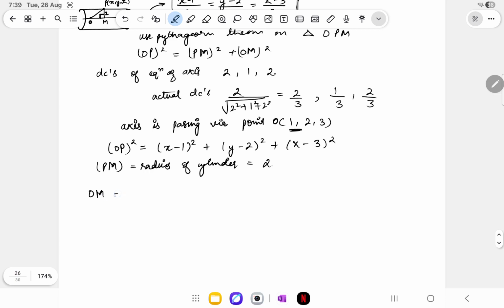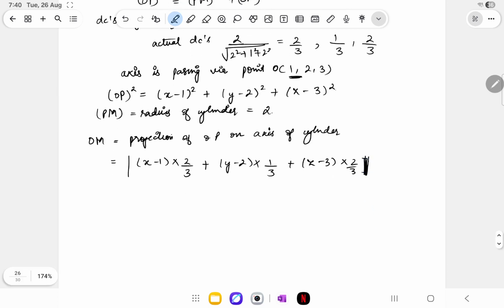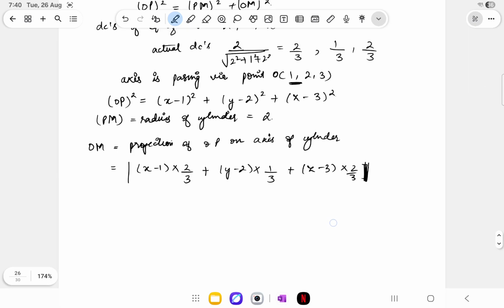And OM is the projection of OP on the axis of cylinder. So my OM is basically x minus 1 into direction cosine of axis, that is 2 by 3, plus y minus 2 into direction cosine of axis, that is 1 by 3, plus z minus 3 into 2 by 3. So this is basically my OM, that is the projection of OP on the axis of cylinder.